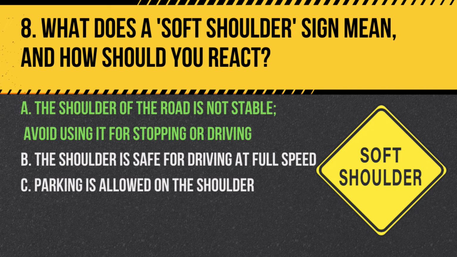Answer: A. The shoulder of the road is not stable. Avoid using it for stopping or driving. A soft shoulder sign warns drivers that the roadside is not firm and may not support a vehicle safely.